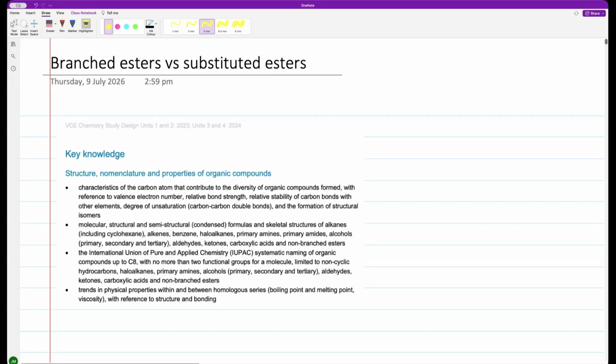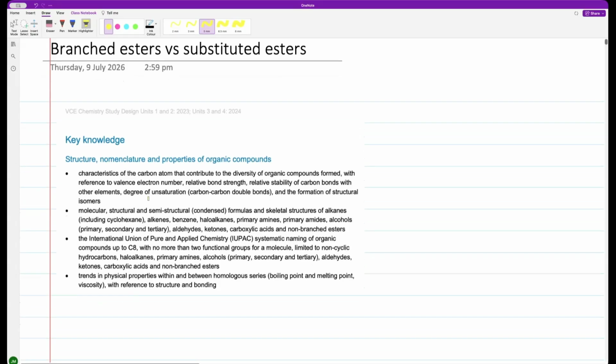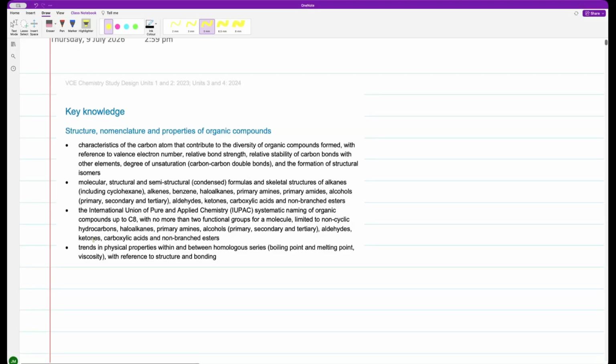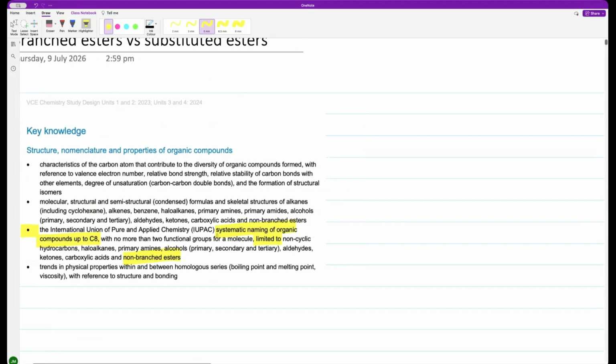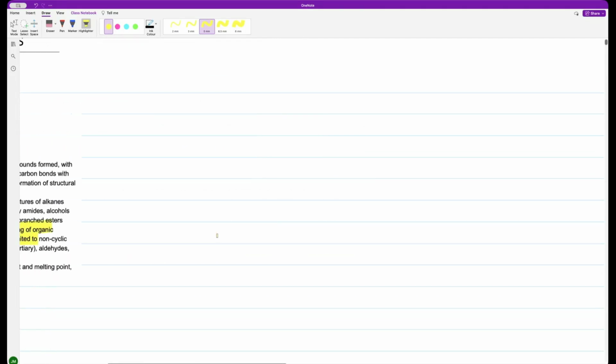Now, in the VCE Chemistry Study Design for Unit 4 Area of Study 1, we have a study design dot point, and part of it includes the systematic naming of organic compounds that include or are limited to non-branched esters. What defines a branched ester and a non-branched ester?